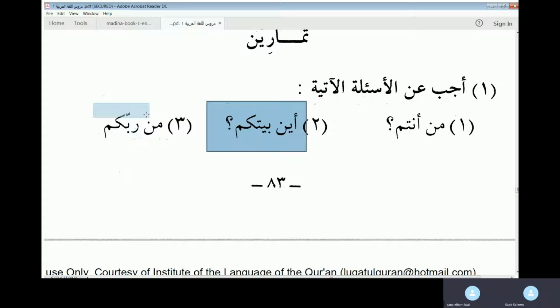Aina baytukum? Where is your house? Our house, right? Baytuna, in the front. Amam al masjidi. Our house is in front of the masjid.